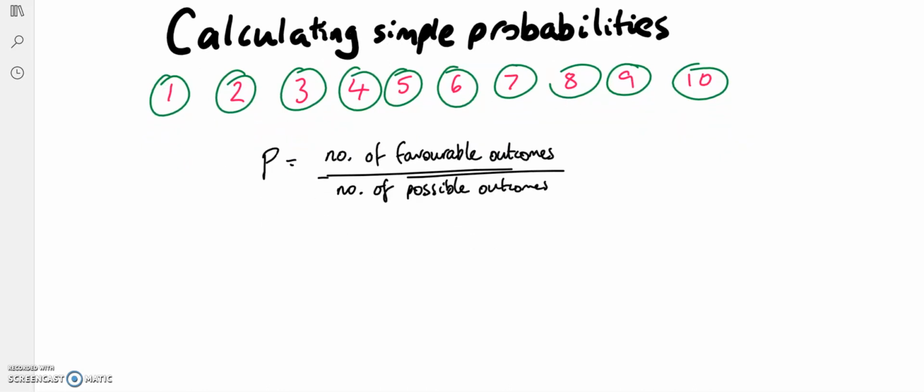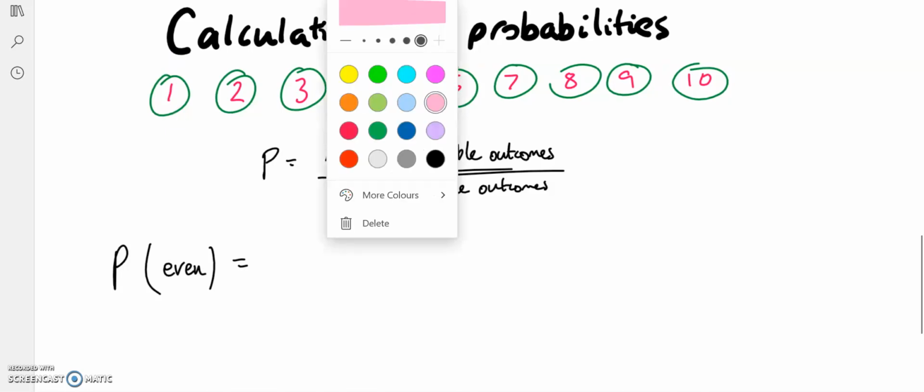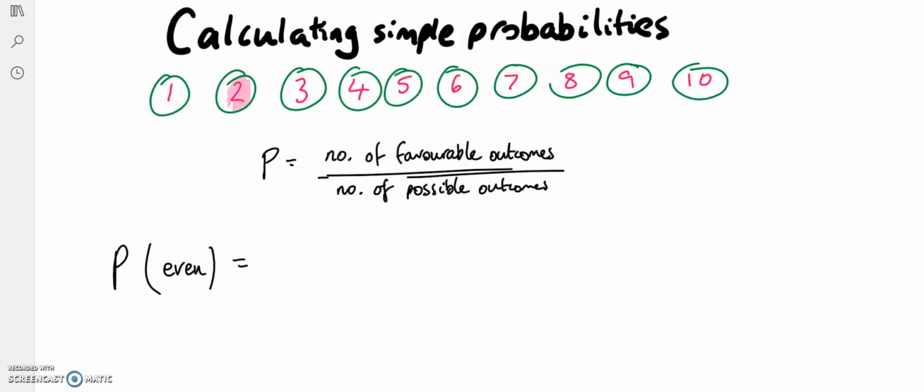So let's work out the probability. We've got 10 numbers here: 1, 2, 3, 4, 5, 6, 7, 8, 9, 10. Let's figure out the probability of choosing an even number at random. So we look and say, okay, how many even numbers are there? We've got 1, 2, 3, 4, 5. So we're going to have 5, and that's out of 10 altogether.